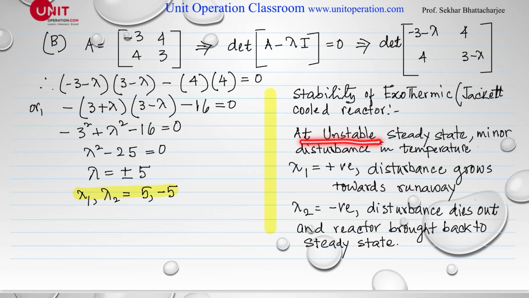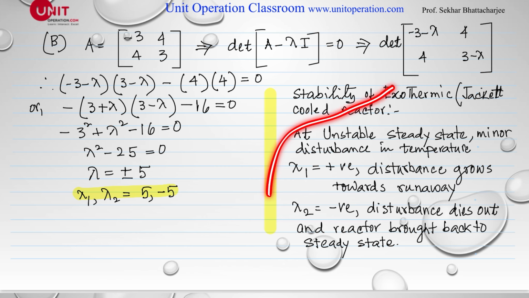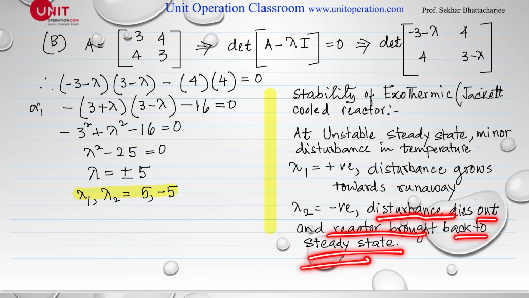At the unstable steady state, if there is a minor disturbance in temperature, if the lambda 1 is a high value, then the disturbance grows towards runaway. So you cannot really stop the reactor. The temperature keeps on rising. Ultimately, it's a runaway reaction. If, however, this one is negative, then of course the disturbance dies out and the reactor is brought back to the steady state. These eigenvalues have a lot of applications in chemical engineering.